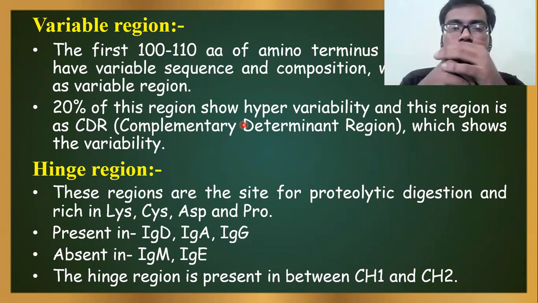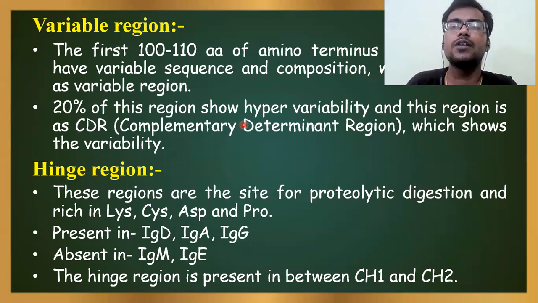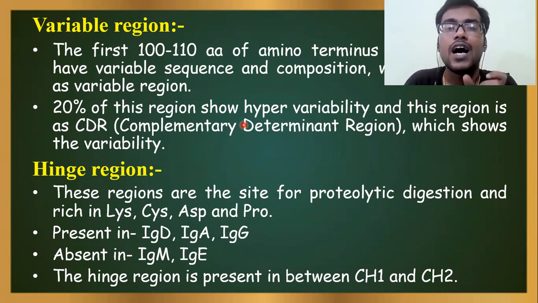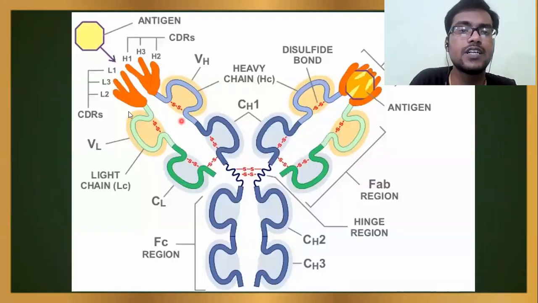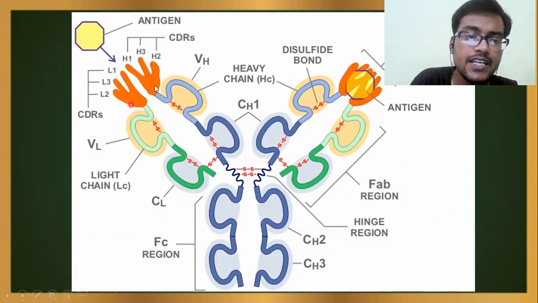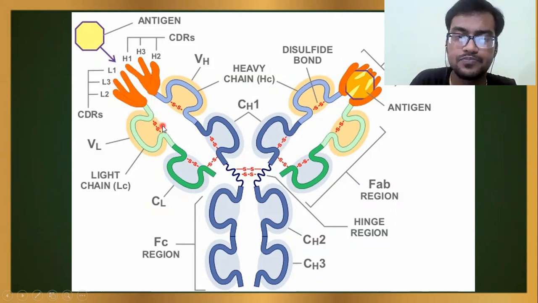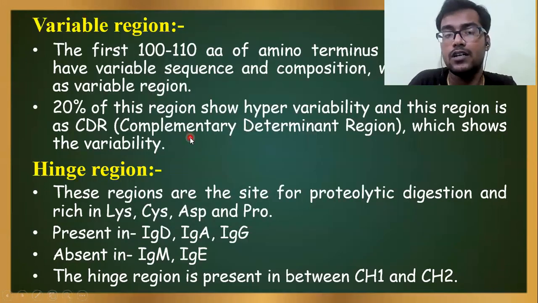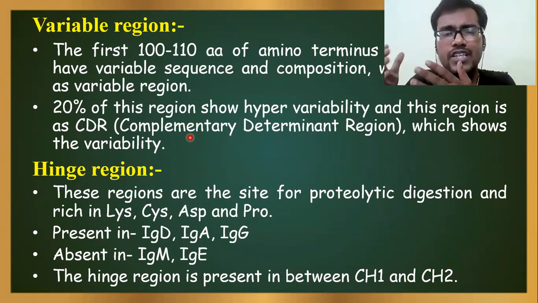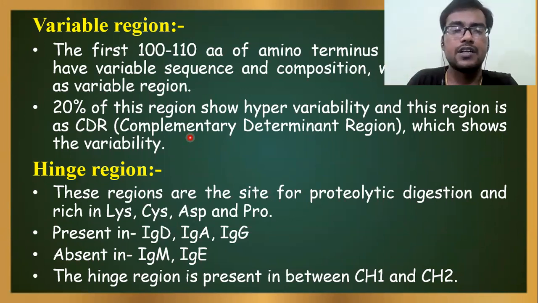The variable region is found towards the amino terminus of the antibody, which is composed of 100 to 110 amino acids. About 20% of the variable region has hypervariability, so maximum variability, and this region is known as the complementarity determining region. As shown in the diagram, this is the complementarity determining region where the antigen binds to the antibody. They vary from organism to organism as well as from antibody to antibody.